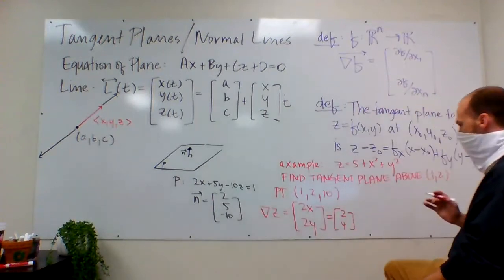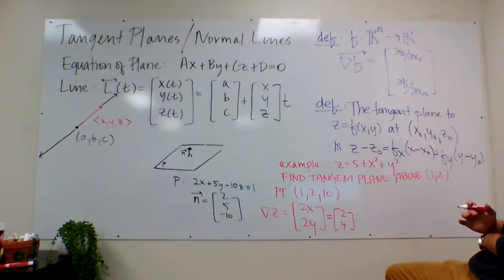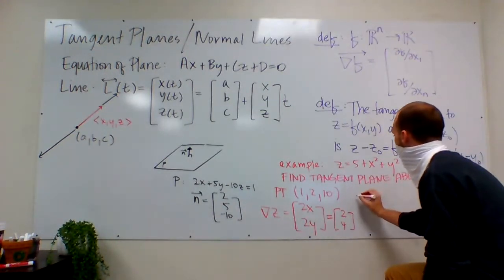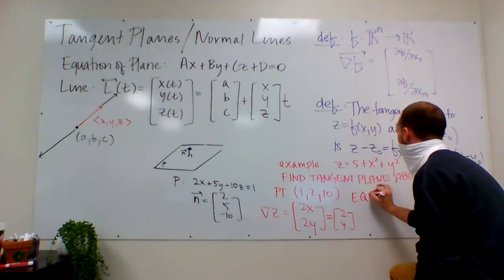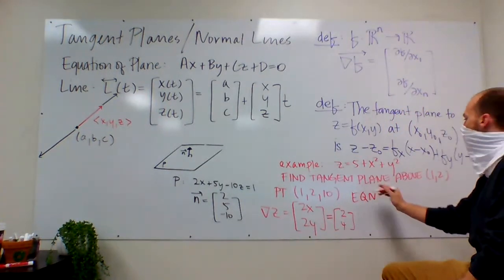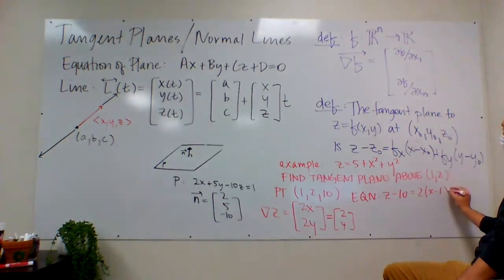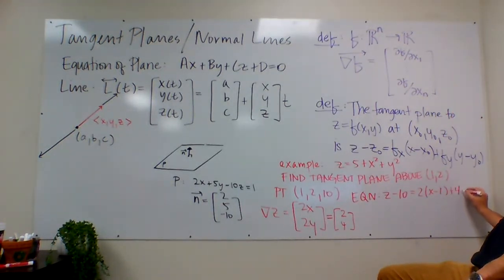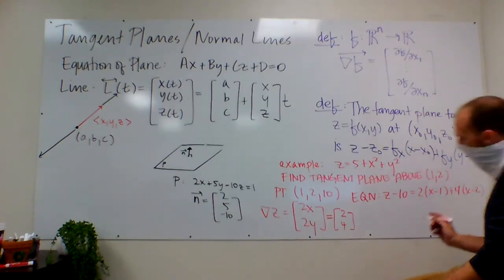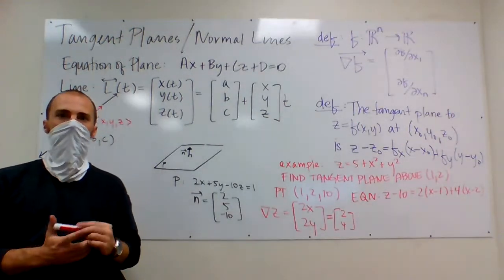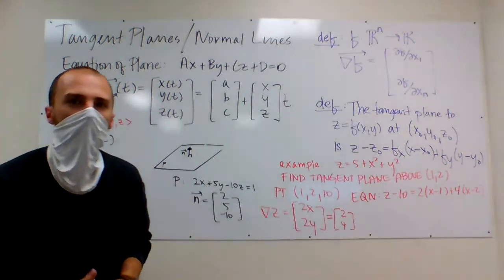Now what I'm going to do is, what was I saying? Oh yeah, I've got the point, I've got the trajectory, I'm ready to write the equation. The equation is going to be z minus 10 is equal to 2 times x minus 1 plus 4 times x minus 2. And I'll get out of the way in a second. Wait, what? Oh, never mind. Okay. That is the equation of the tangent plane.